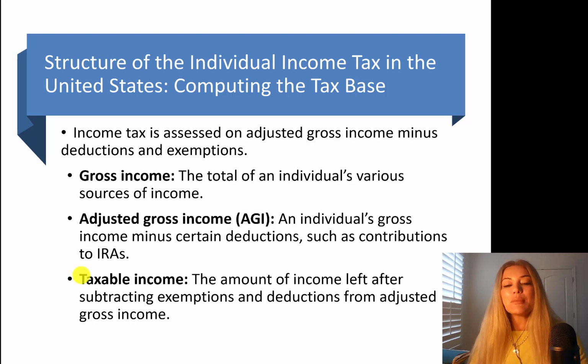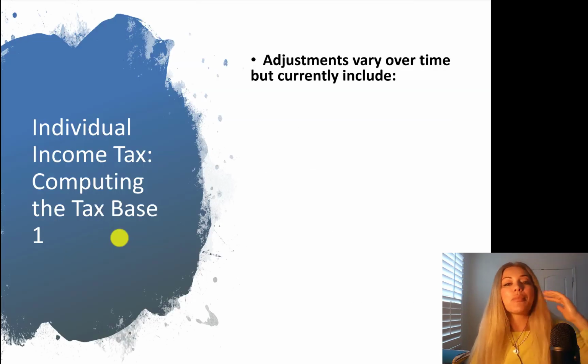And then we have taxable income. So taxable income is the amount of income that you have after subtracting exemptions and deductions from the adjusted gross income. Okay, so let's get a little bit more into detail.